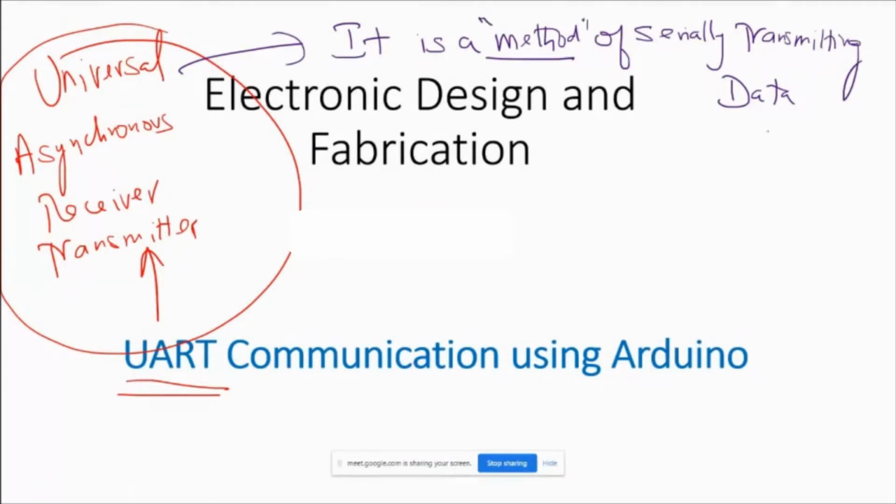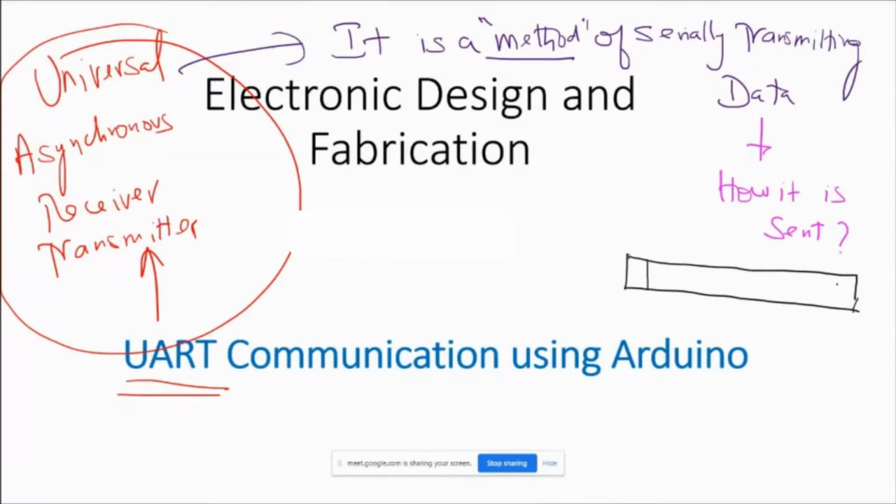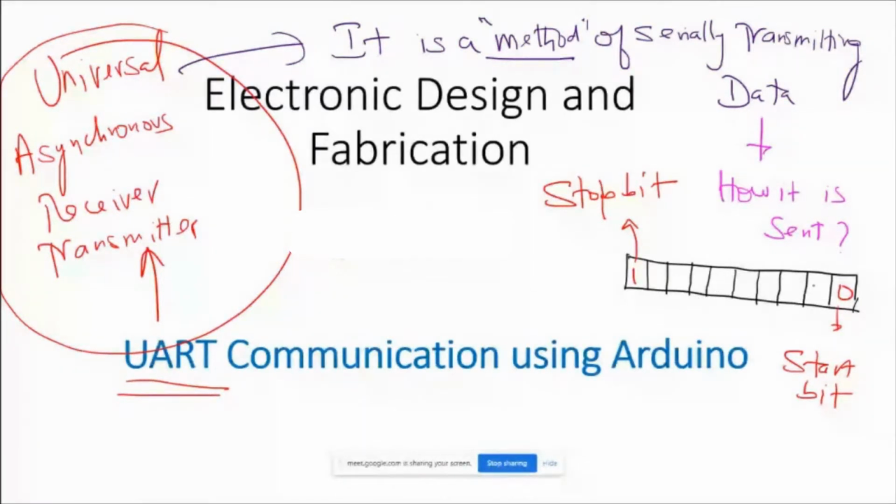Next question comes, how is it sent? Data is transmitted in groups of 8 bits packeted in between a start bit and a stop bit, which means it is transmitted in packets. The first bit is called the start bit, which is a 0. The last bit is called a stop bit, which is a 1. In between the start bit and stop bit, you have 8 data bits. This 8-bit data can be anything, say, for example, 10111001.